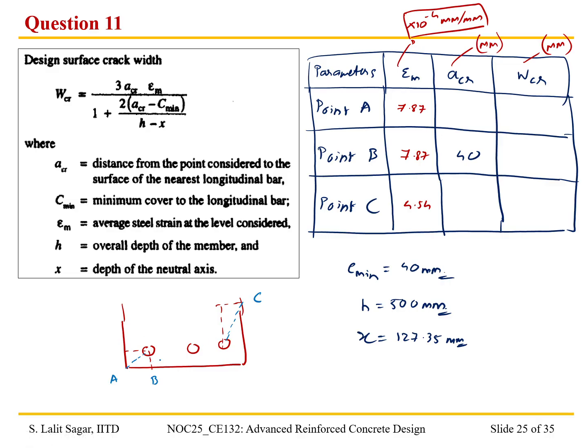B is quite straightforward. It is just 40 millimeter. For point A, the value of ACR is 60.71 millimeter. And what about point C? For point C, the value of ACR is 108.6 millimeter.